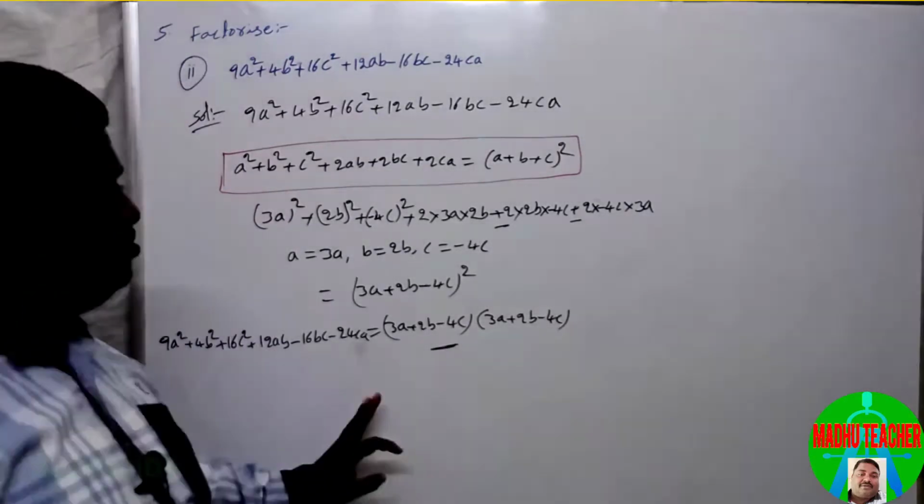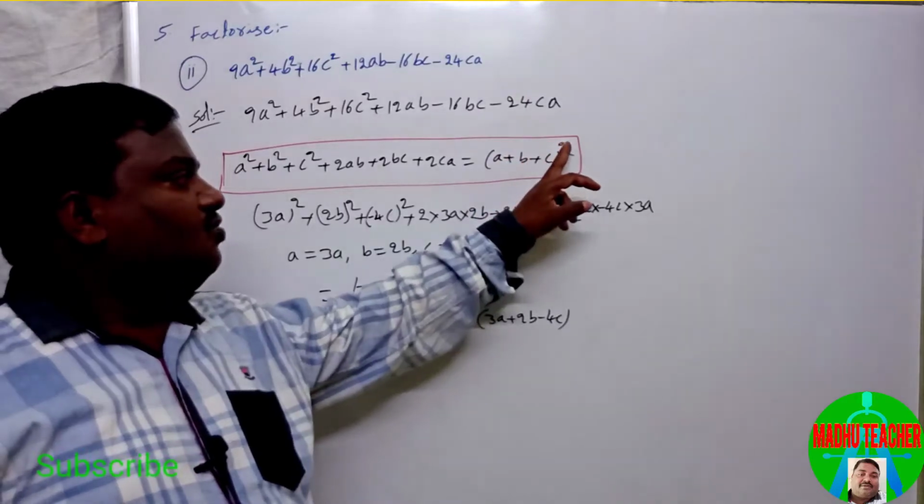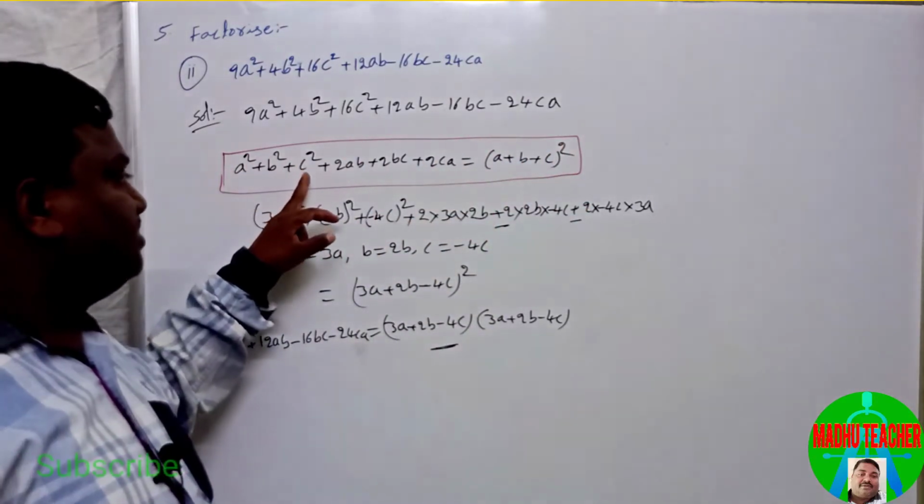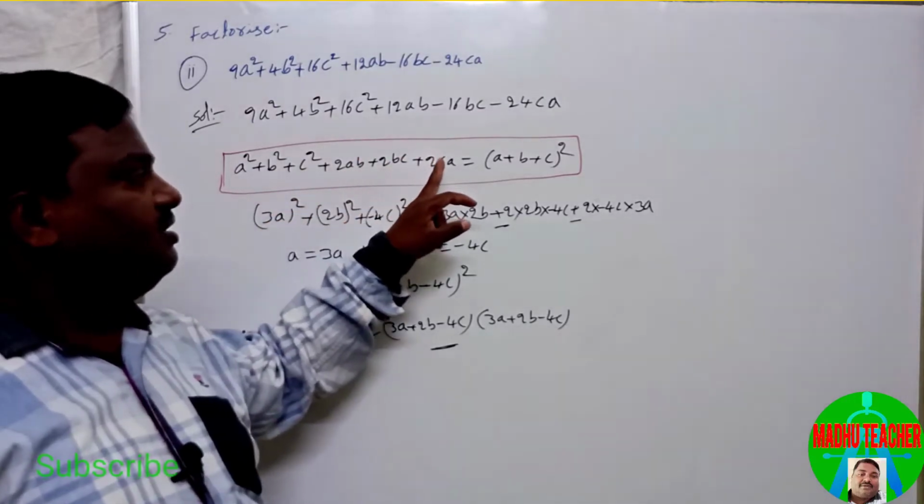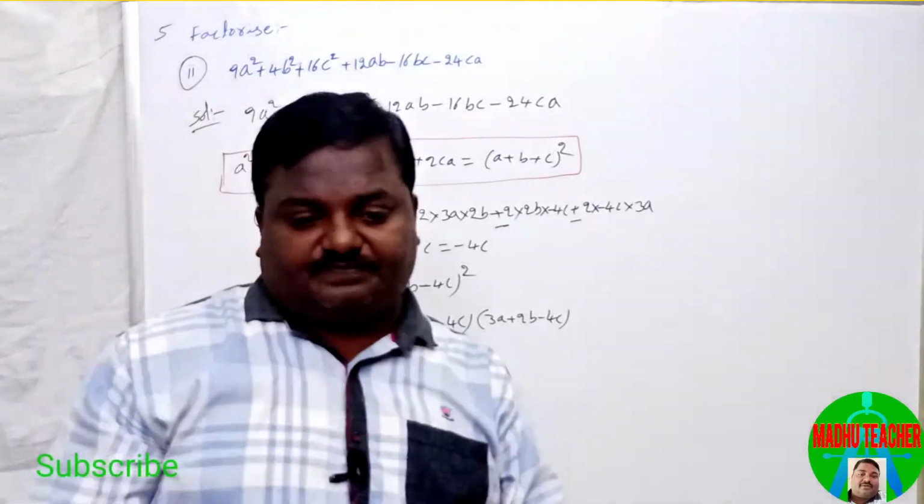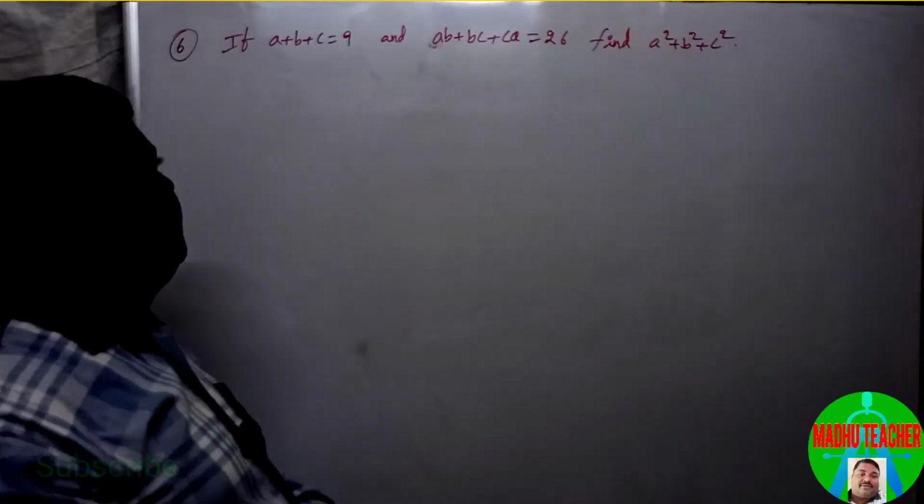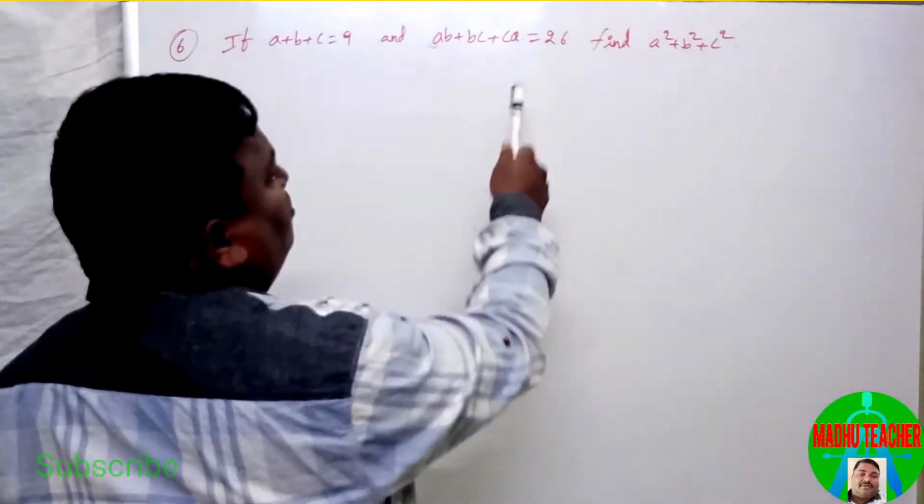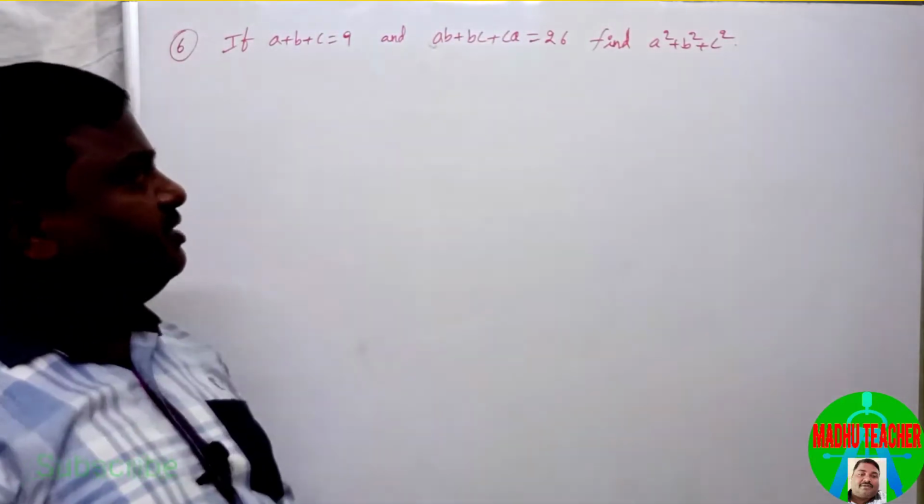What identity did we use? (a plus b plus c) whole square is identical to a square plus b square plus c square plus 2ab plus 2bc plus 2ca. Okay, so next. The sixth problem is, if a plus b plus c equal to 9 and ab plus bc plus ca equal to 26, find a square plus b square plus c square.